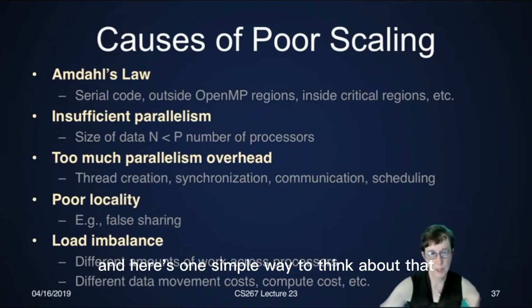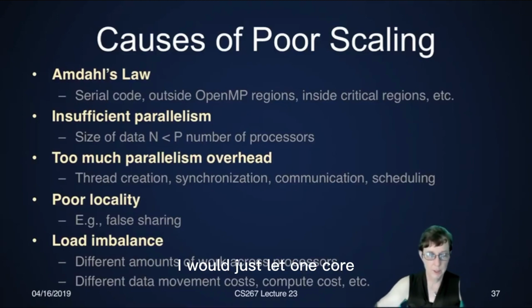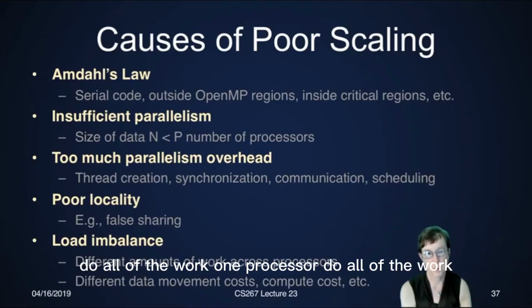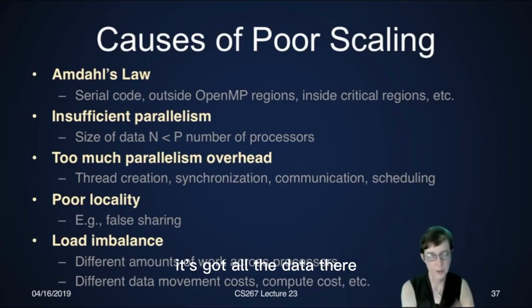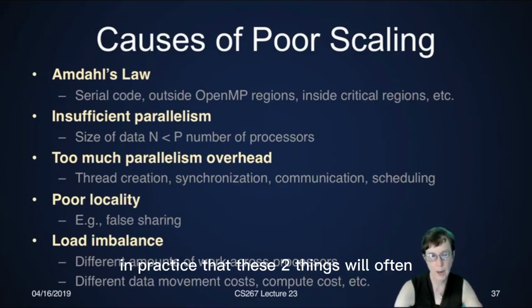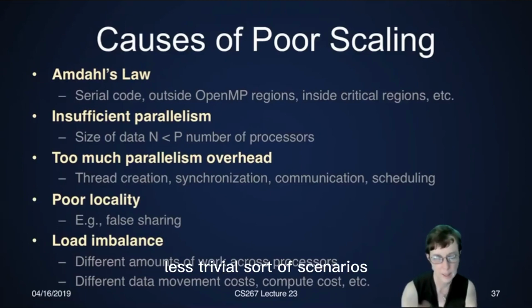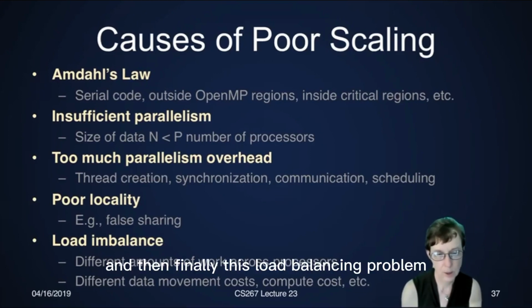Here's one simple way to think about that: if all I cared about was locality, I would just let one core do all of the work. It's got all the data there and it can optimize for locality. If I optimize for load balance, I want to spread everything out as much as possible. And so we'll find in practice that these two things will often conflict with each other in less trivial scenarios.